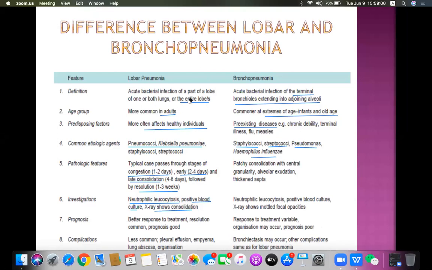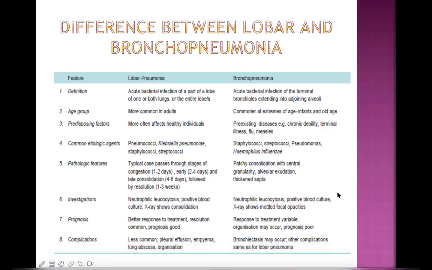So let me erase it first. Okay, so if I ask you in the exam, or if any other teacher asks you like this, now you can handle what are the differences between lobar pneumonia and bronchopneumonia.